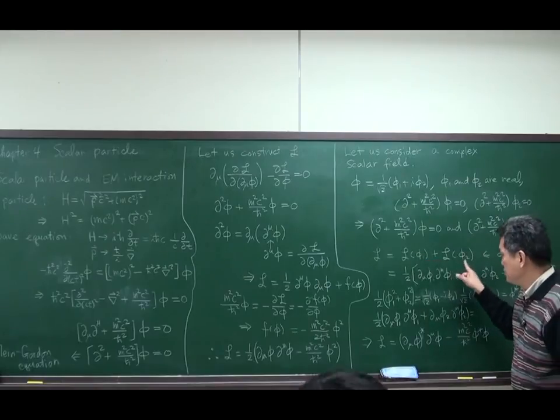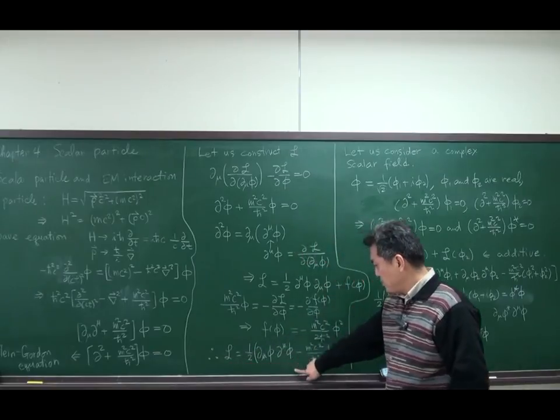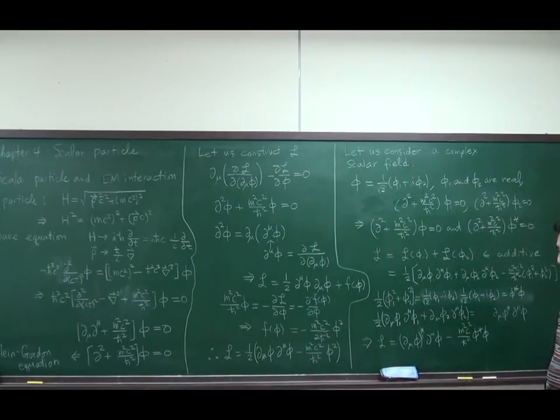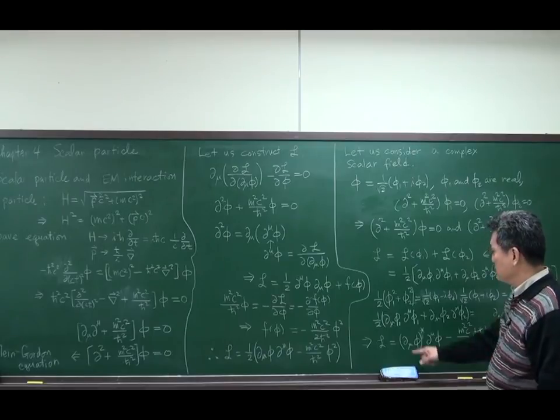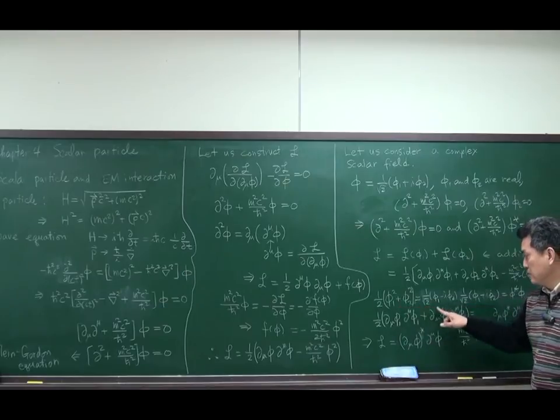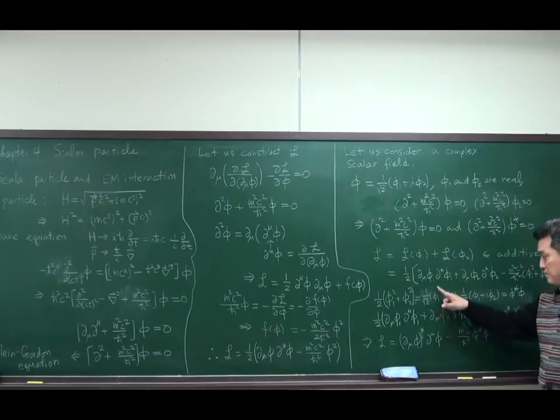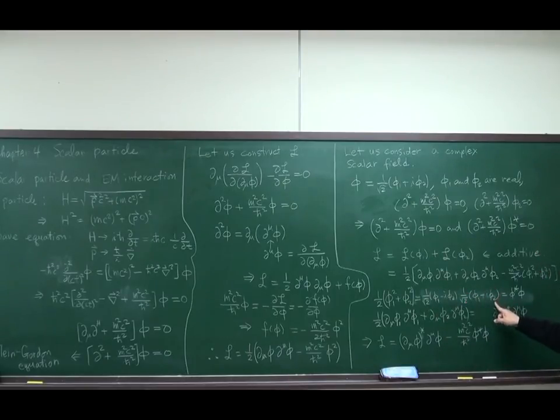So if we add these two, the final result is just the original result for a real scalar field copied twice for phi 1 and phi 2. And we know from complex variables that 1/2 phi 1 squared plus phi 2 squared can be decomposed into the product of two complex numbers, 1 over square root of 2 times phi 1 minus i phi 2, and 1 over square root of 2 times phi 1 plus i phi 2. And this is phi star, and this is phi. So this is actually phi star phi.